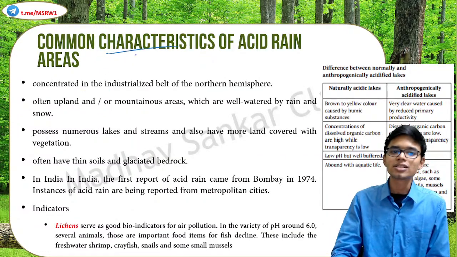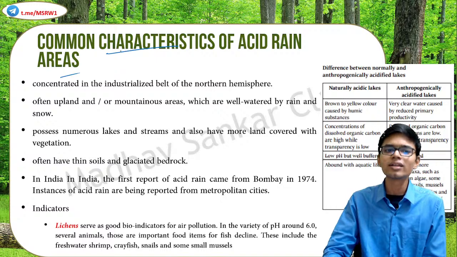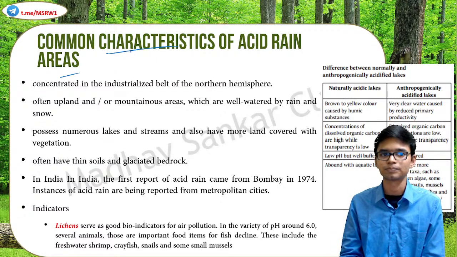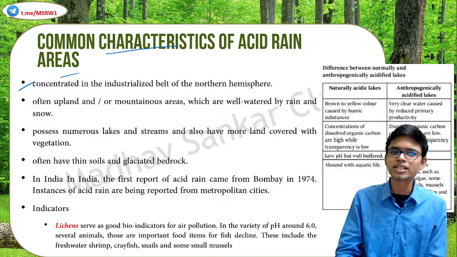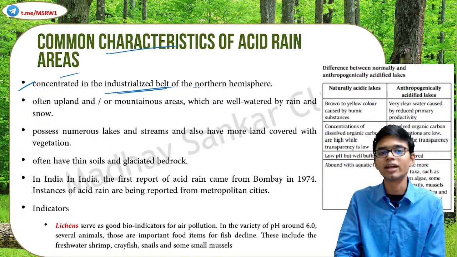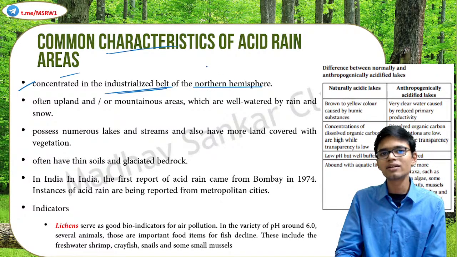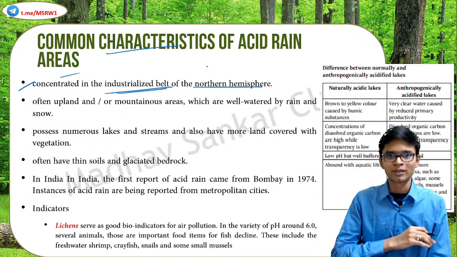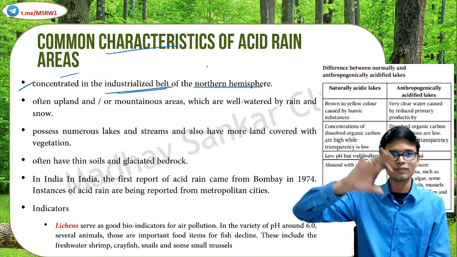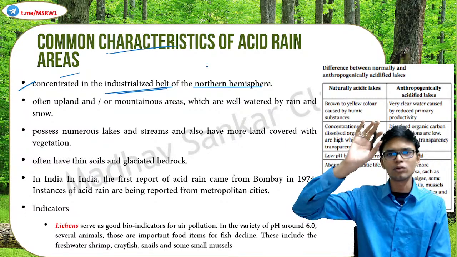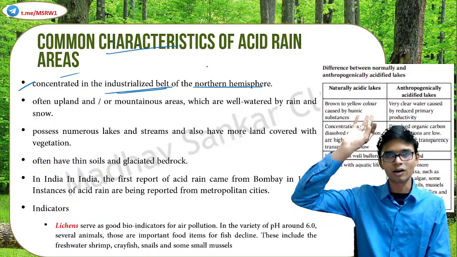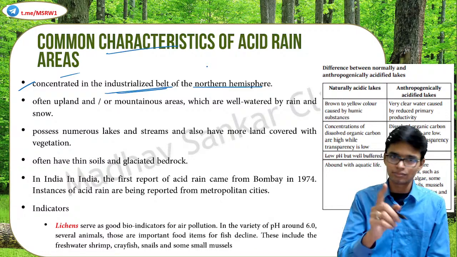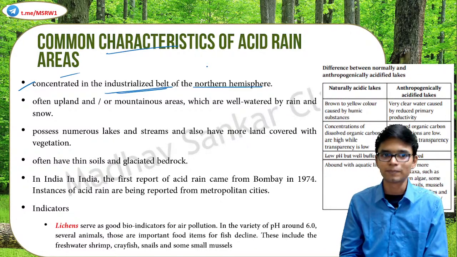Now, common characteristics of acid rain areas. Where are they found? What are the common characteristics of the areas which are subjected to acid rain? First of all, they are concentrated in industrial belts in the northern hemisphere. In the southern hemisphere, the amount of land area is very, very less. It is in the northern hemisphere that we have the predominant land area, and most of the industrialized nations are in the northern hemisphere. So this is a favorite area of acid rain.